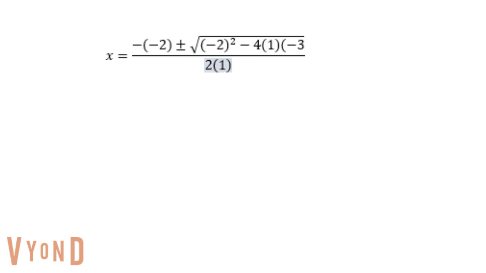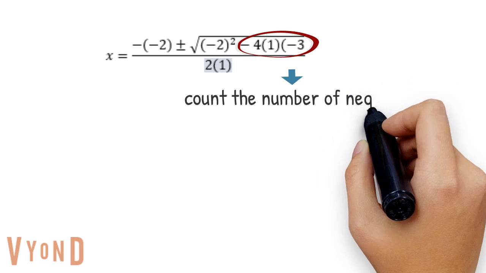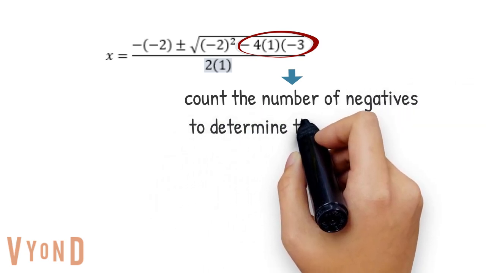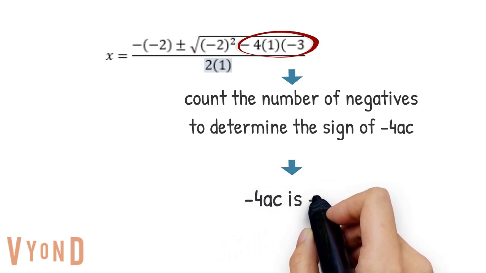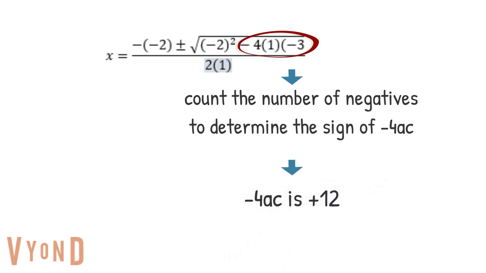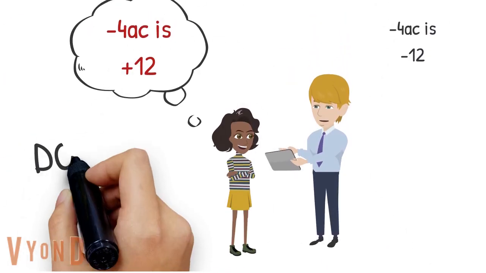We try plugging in the a, b, c values into the quadratic formula. The most common problem you'll run into is multiplying the negative 4, 1, and negative 3, or in other words, the negative 4ac term. The students will most likely make a mistake with the signs. I insist negative 4ac is negative 12.